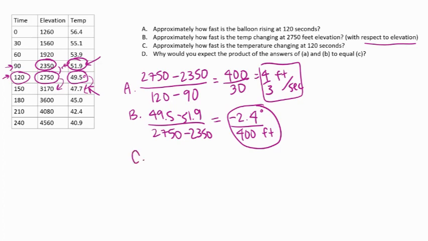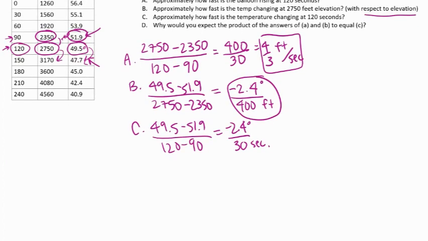Okay, approximately how fast is the temperature changing at 120 seconds? So that's going to be 49.5 minus 51.9 over 120 minus 90. So that's negative 2.4 degrees per 30 seconds. And then you could figure out what that actually is in terms of like just degrees per second.